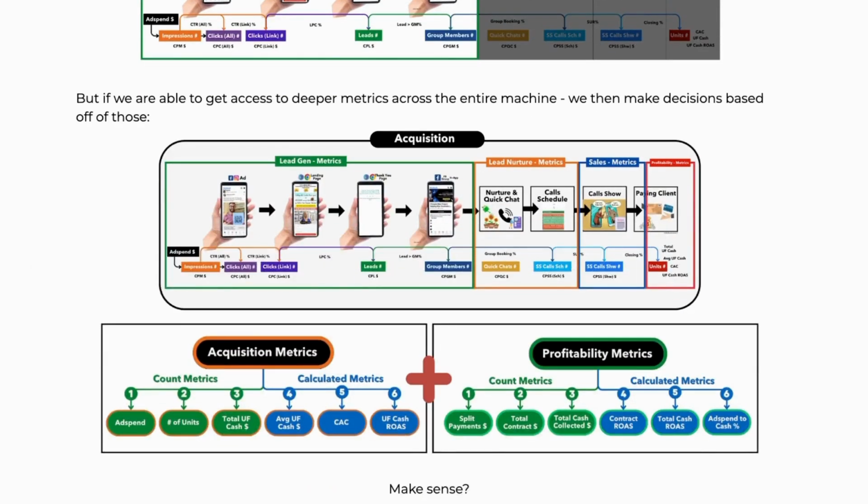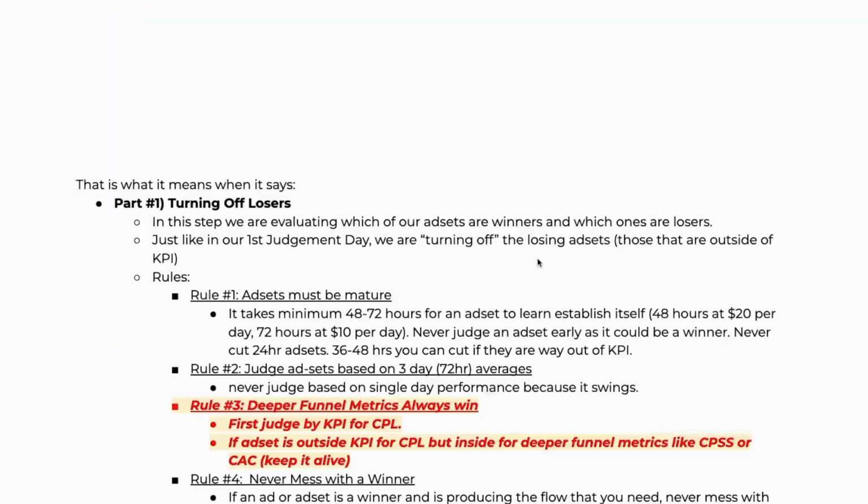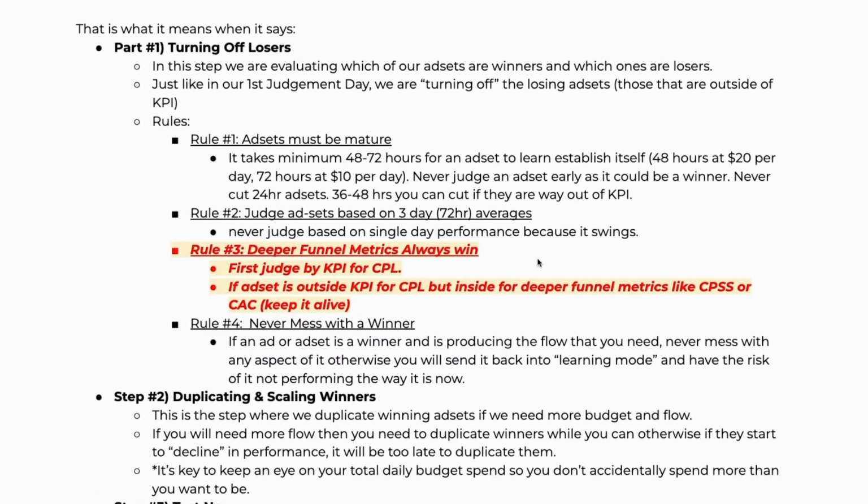That is going to be the most important thing. Does that make sense? This entire explanation that we just went over was to explain just rule number 3, which is that deeper funnel metrics always win, okay? So when we talk about daily management and daily judgment day and all that kind of stuff, this is what I wanted to talk about because a lot of people don't understand.